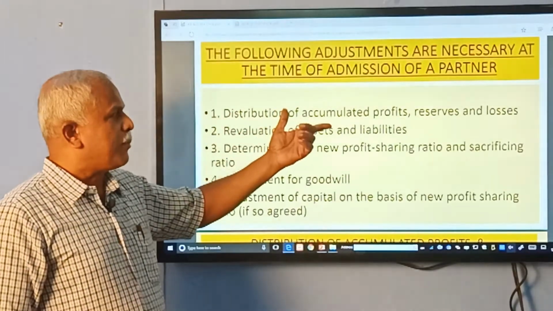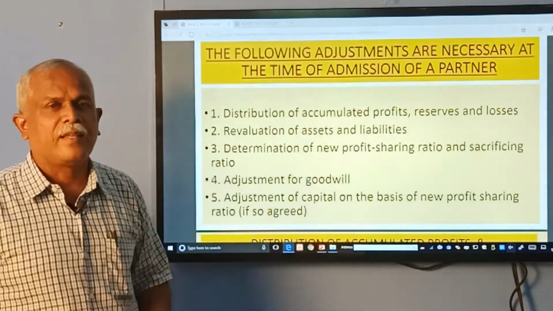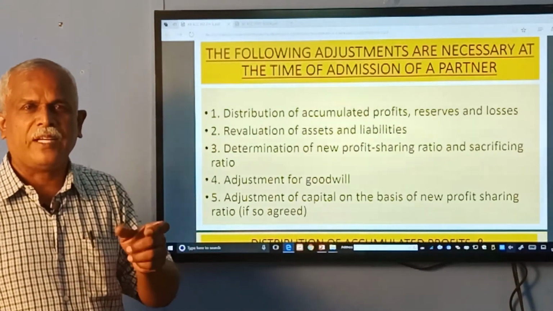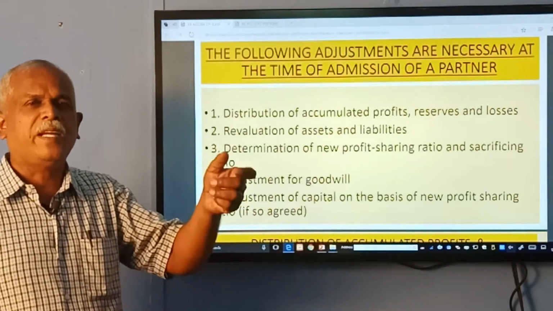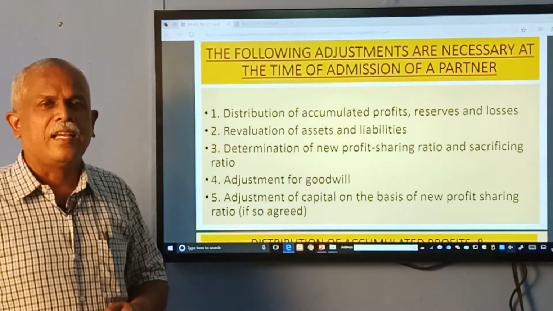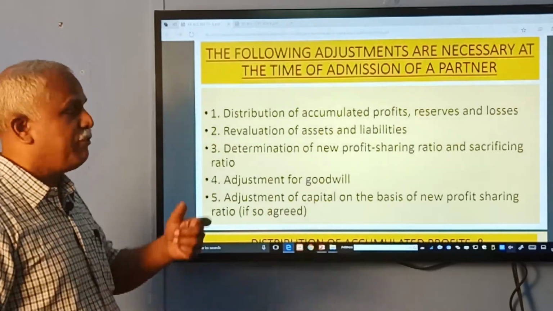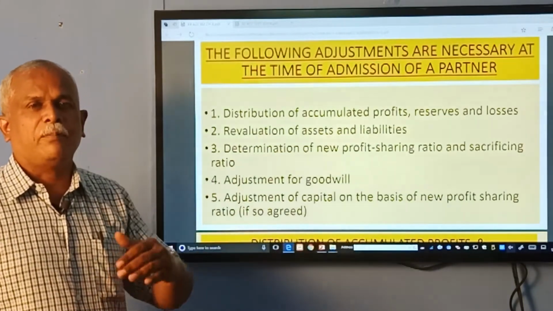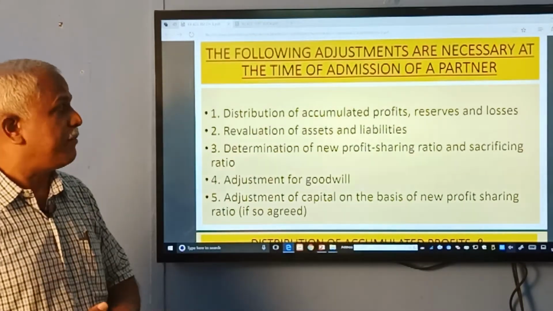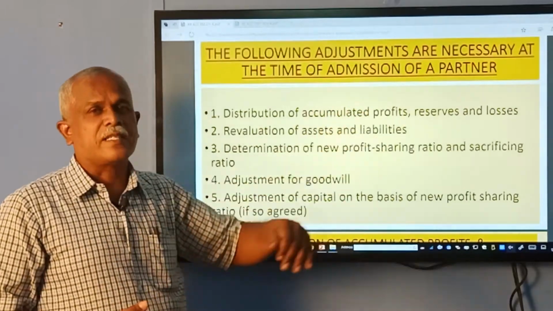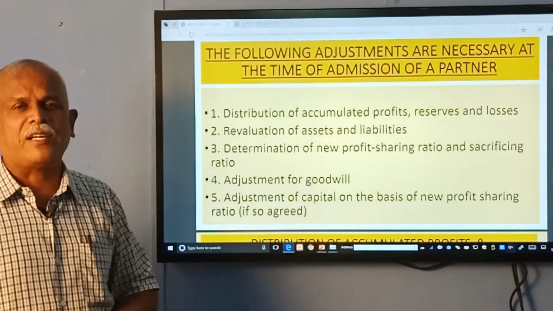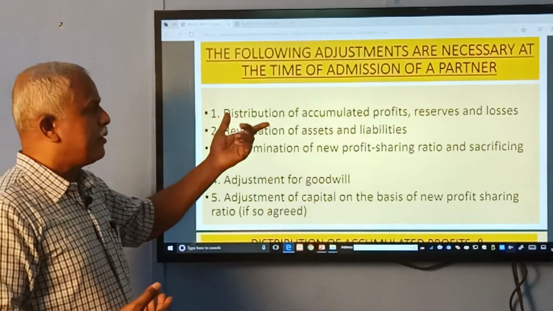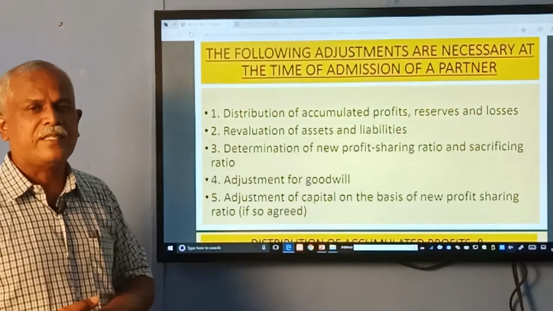Distribution of accumulated profits, reserves and losses. Reserves mean a part of profit is set aside to meet any emergency or any future exigencies. Profit that is accumulated and not distributed is called accumulated profit. If there are any carried forward losses, they have to be transferred to the older partners. So, you have to distribute the accumulated profits, reserves and losses.